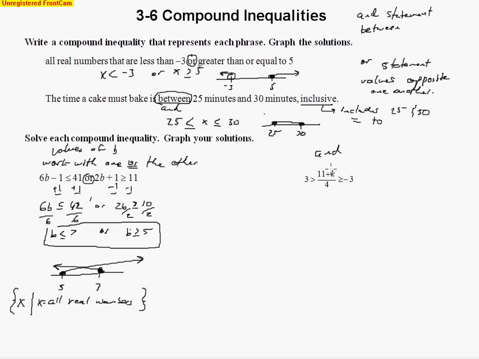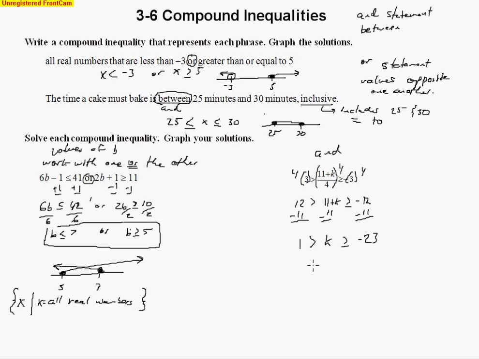So let's see what this one looks like. So if I go ahead and multiply by 4, I end up with this: 12 is greater than 11 plus k, which is greater than or equal to negative 12. All right, so I go ahead and solve a little further. I subtract the 11 from all sides, and I end up with 1 is greater than k, which is greater than or equal to negative 23.